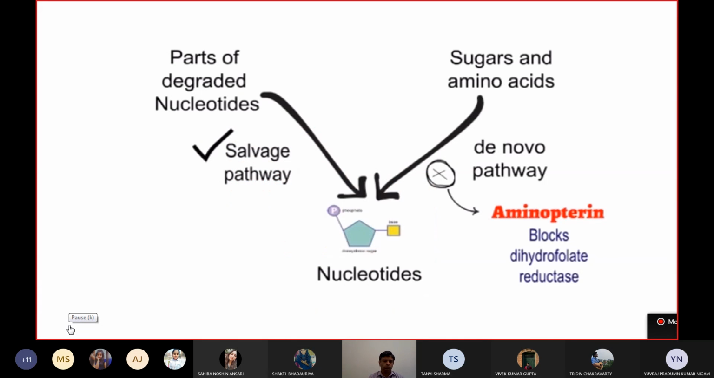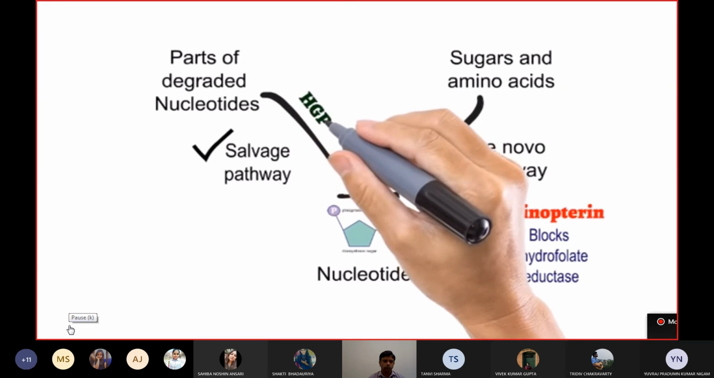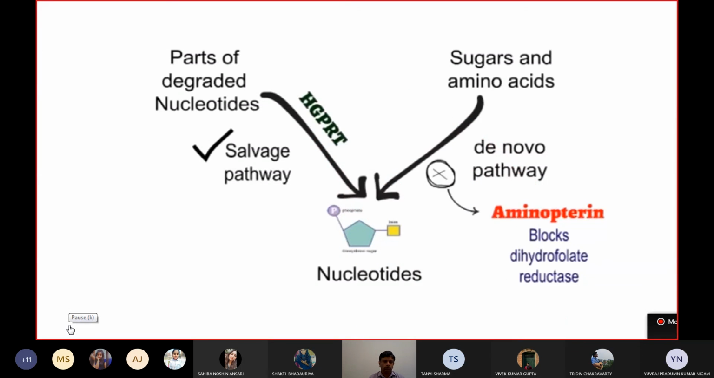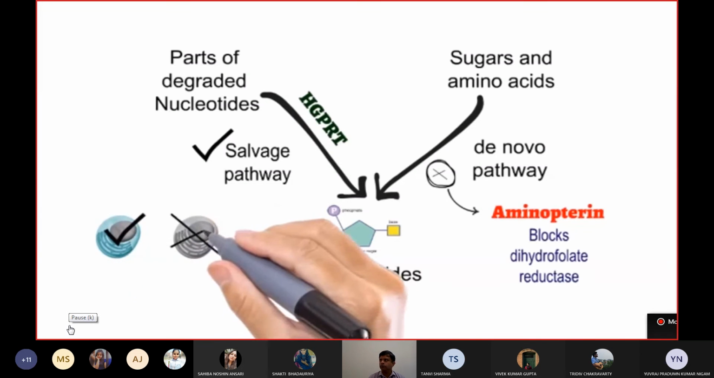pathway. Cells can operate the salvage pathway, but for this also there is one condition, and this condition is that the cell must have one enzyme which is called HGPRT, that is hypoxanthine guanine phosphoribosyl transferase. And cells which have this particular enzyme can use the hypoxanthine and thymidine as precursors for the salvage pathway. Plasma cells have this enzyme, but myeloma cells don't.